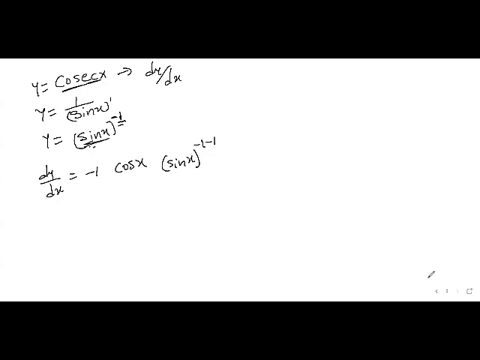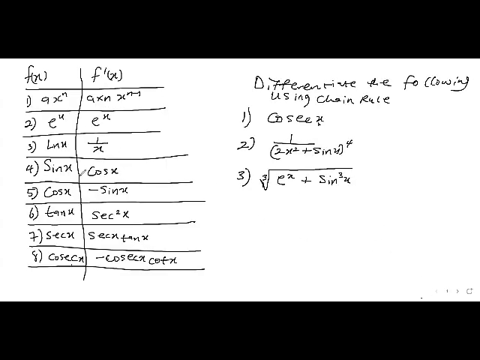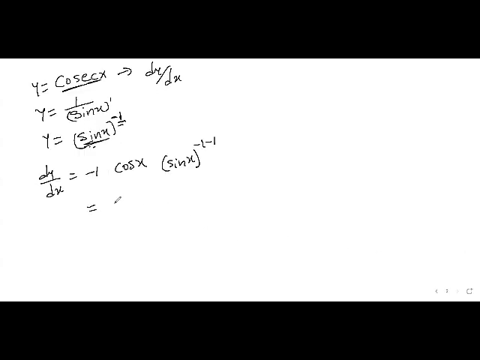So please, if you don't know how I got that, look at the table. If you differentiate sine x, you get cos x. This table, you're supposed to know it by heart. So this becomes minus cos x sine x raised to power minus 2. If I bring this down, because in indices we don't want a negative power, the power will be positive. So this is sine x all squared.